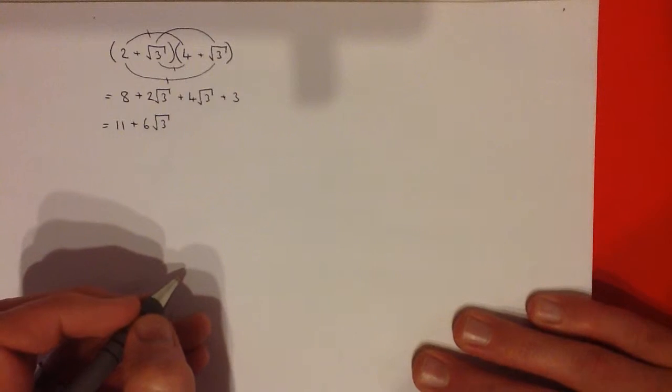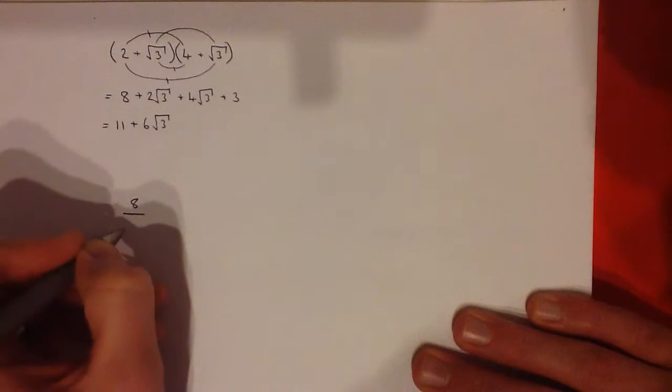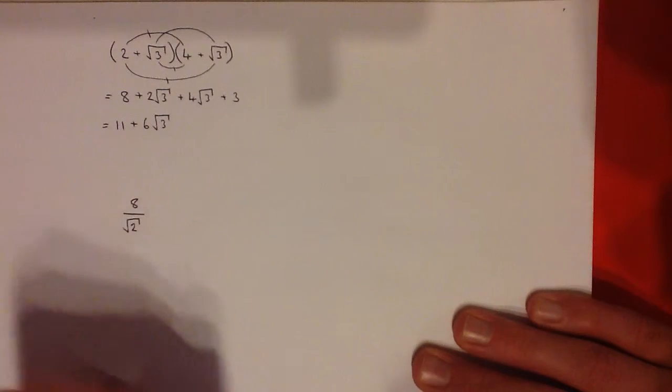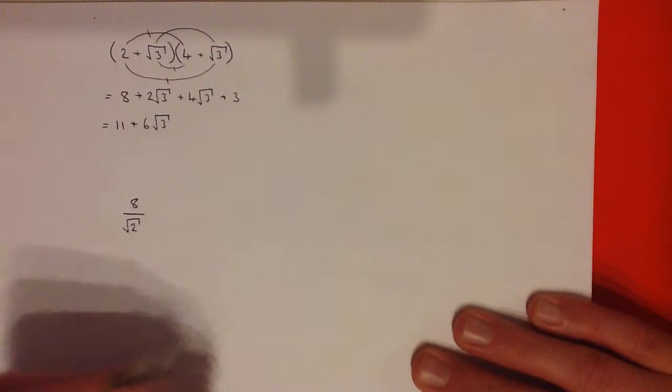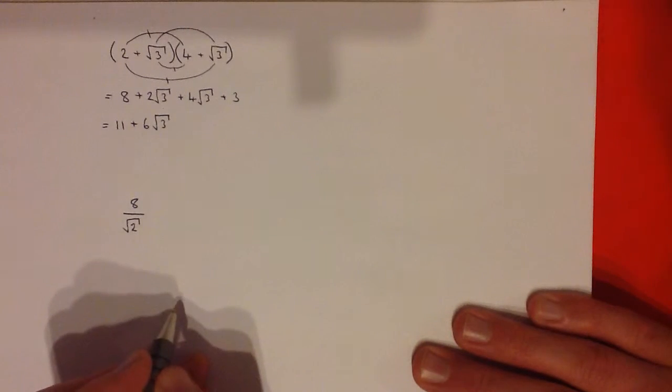What we also might be asked to do with surds is we might have a fraction which involves a surd as the denominator. So in this case, 8 over the square root of 2. And it's often easier to have the surd as a numerator, so we rationalise the denominator. That is, we get rid of the surd on the bottom.